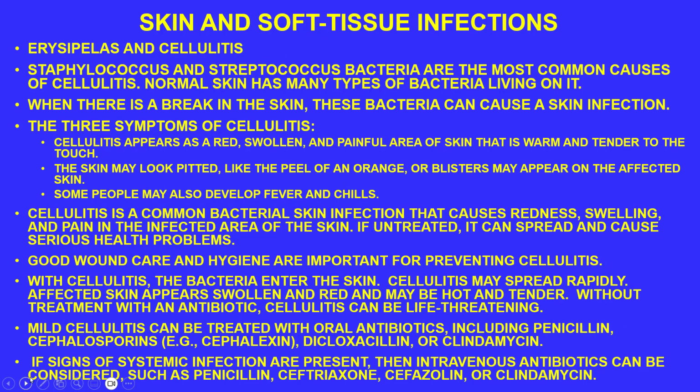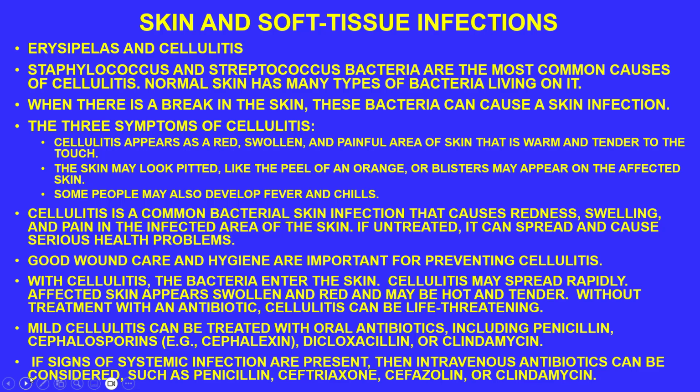Now, if you look at all of this, you see certain points I've mentioned before, but there are 3 symptoms. So what I did was I tried to break this down. The most common cause for cellulitis in normal skin is Staphylococcus or Streptococcus bacteria. When there's a break in the skin, these bacteria that normally live on the skin can cause a skin infection. There are 3 symptoms of cellulitis.